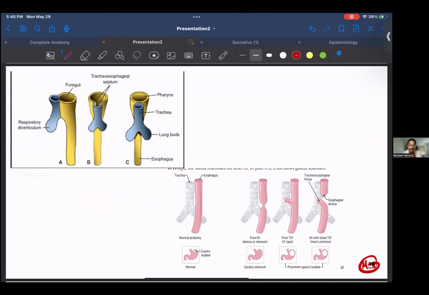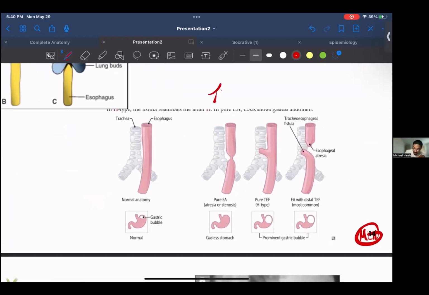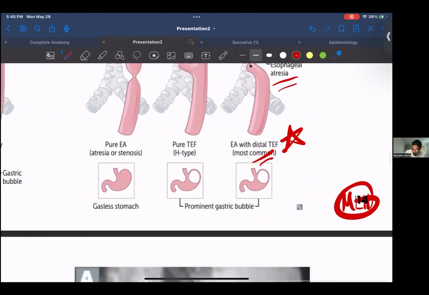Now, embryo with the esophagus. You have this tracheoesophageal septum that separates the lungs from the esophagus or the pharynx. Okay? This can sometimes remain or not completely fuse together to separate them. As a result, you end up with a tracheoesophageal fistula, which is what you see in this one and in this one. Okay? This is the most common. Proximal atresia, distal tracheoesophageal fistula. Any of the fistulas will have air bubbles in the stomach because air is coming from the lungs, from the trachea, into the stomach, where it should not be. Okay?